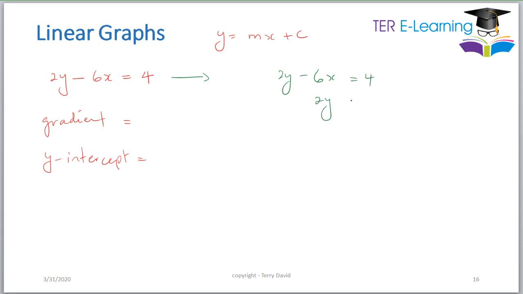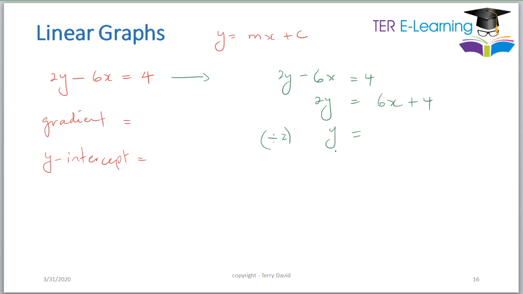So this is 2y is equal to, I'm going to take the minus 6 and carry it across here, but I'm going to write it first. So I'm going to do this, 6x plus 4, right? The next thing is, I need to get rid of that 2. In order to get rid of that 2, I'm going to divide every single thing by 2.